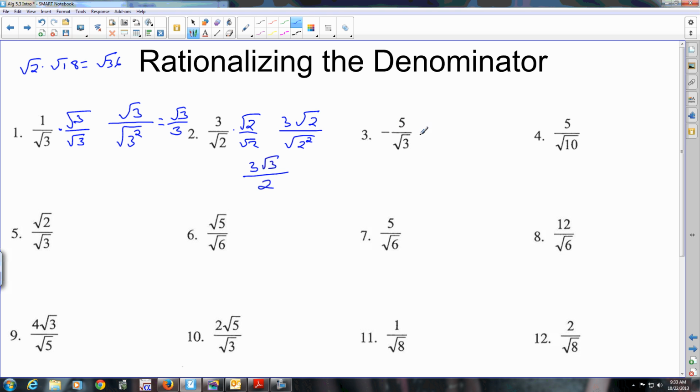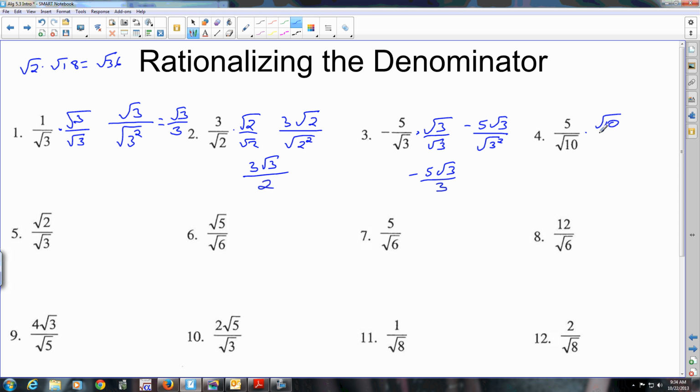The negative 5 on the outside doesn't affect it. It's still a square root of 3 over the square root of 3. I'm multiplying by something that's worth 1. So I have negative 5 square roots of 3 over, and if at any point you guys want me to speed it up, just say so. That's negative 5 square root of 3 over 3. So these just become 3 because it becomes square root of 3 squared.